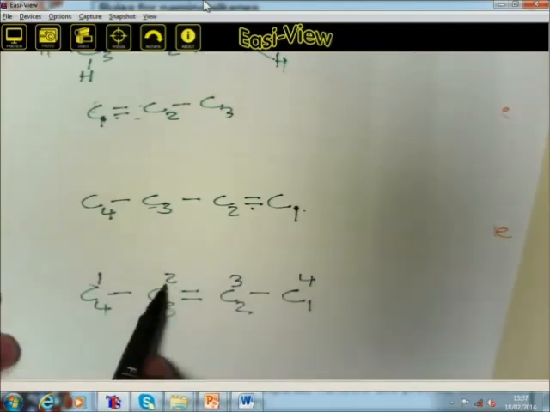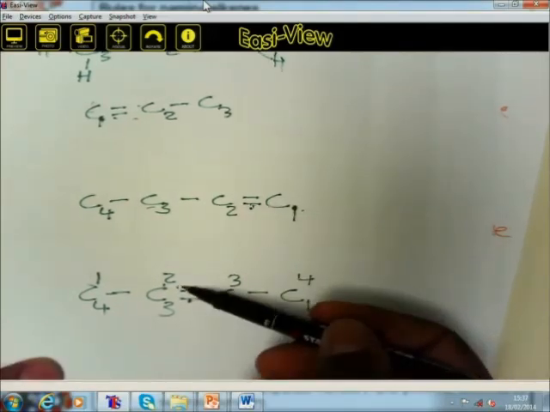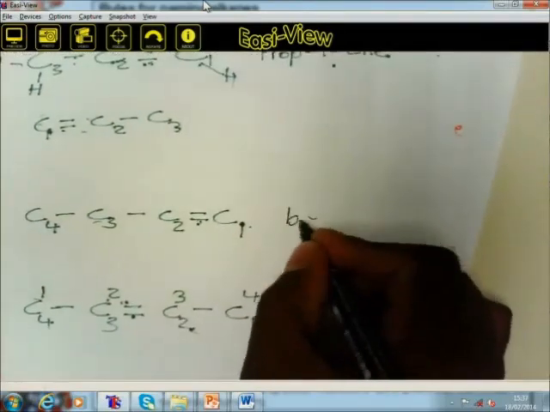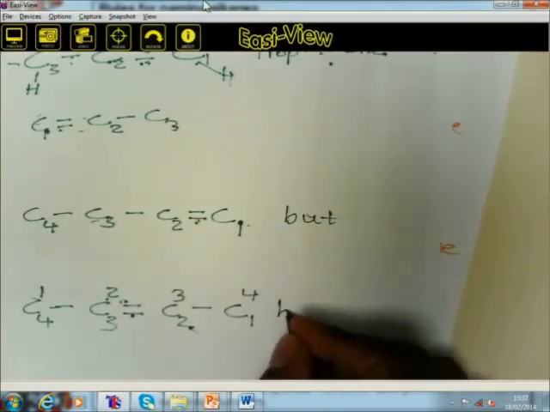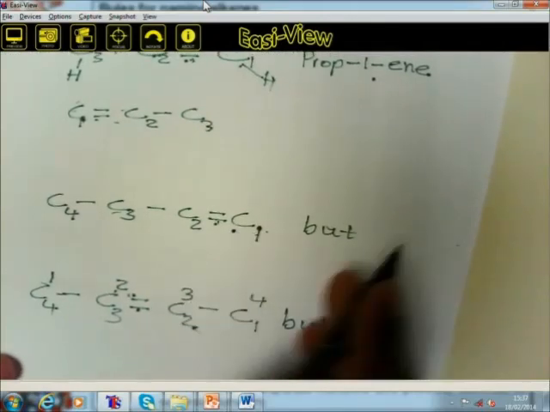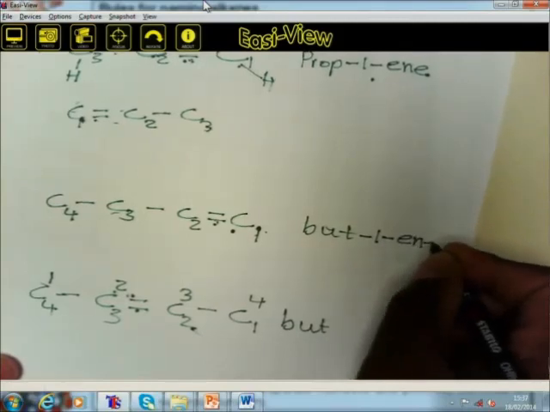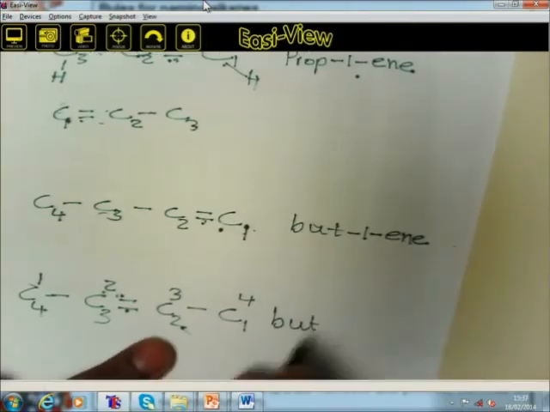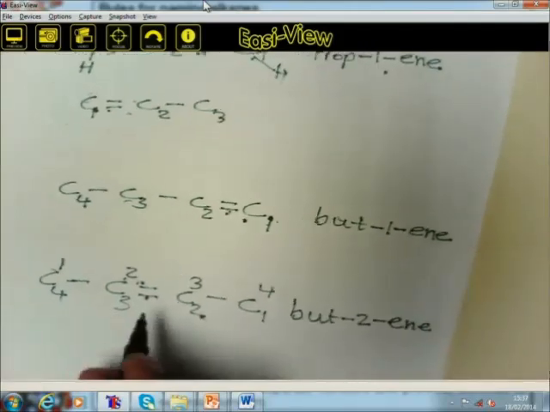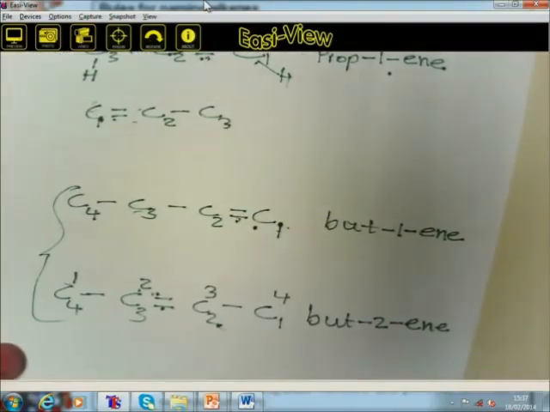So after carbon number 2, I have a double bond. The names here are not going to be the same. Even though we've got 4 carbons and we know that it should be but for 4 carbons, this one is also but. But if I look at the first structure that I have there, after carbon number 1, I've got a double bond, ene. But this one, after carbon number 2, I've got a double bond, ene. So these are my isomers for the alkene.